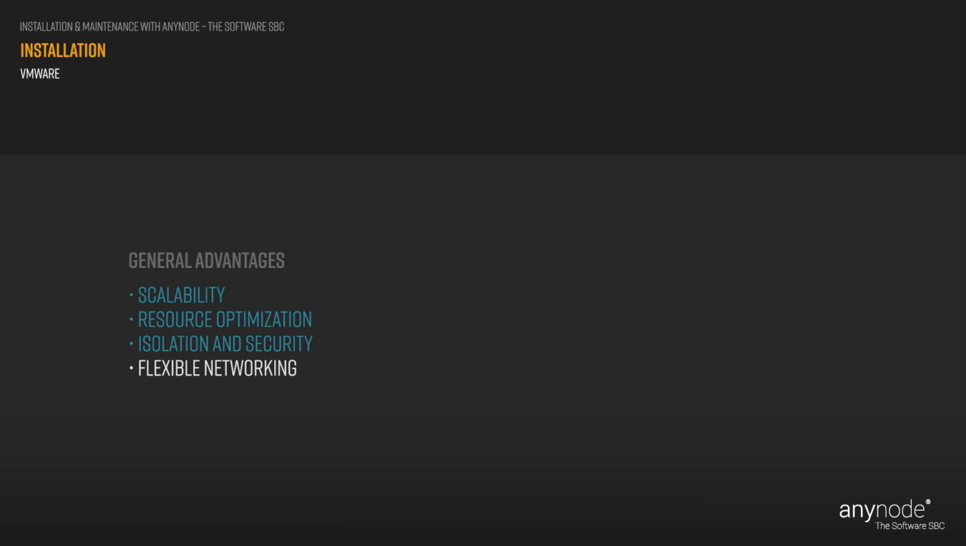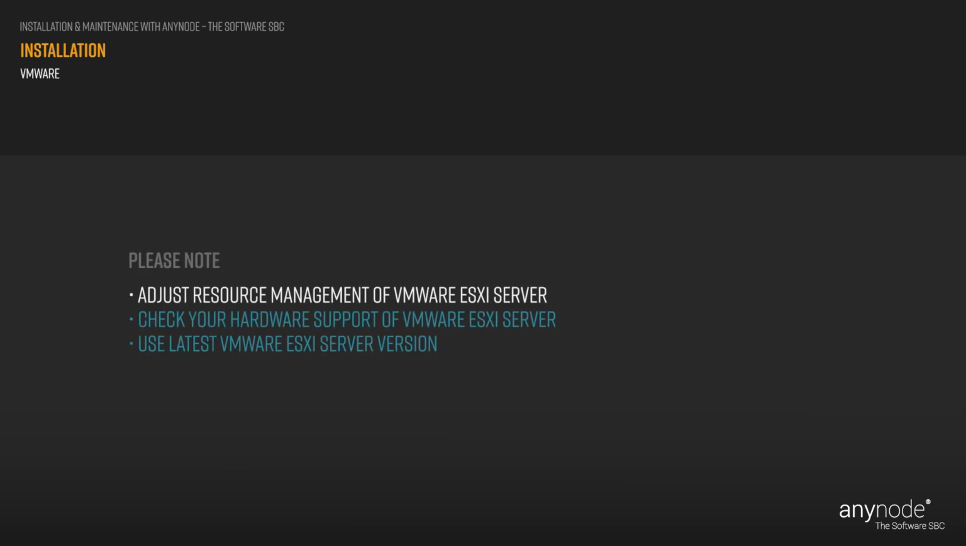To ensure seamless operation without disruptions often associated with shared hardware resources, the resource management of the VMware ESXi server will be fine-tuned. This adjustment aims to reserve ample system resources exclusively for anynode. It is presumed that the underlying hardware supporting the VMware ESXi server and the relevant software installations, including the VMware ESXi server and guest operating systems, are already in place. Using the latest VMware ESXi server version is recommended.